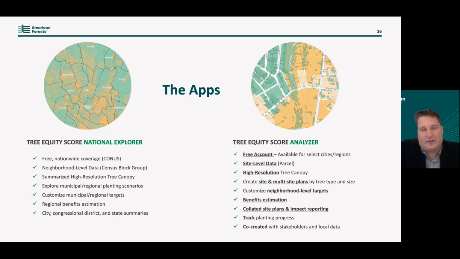And we have two apps that you can use on this. One is the National Explorer that I just went through. This is free for everybody. And then on the right is the Tree Equity Score Analyzer, which is a tool we built for a specific metropolitan region or perhaps state. And it's co-created with local stakeholders. We have a whole engagement process. We incorporate local data. It just gets down to that parcel level, has much more refined usage, and you can do much more targeted scenario planning and tracking progress over time.